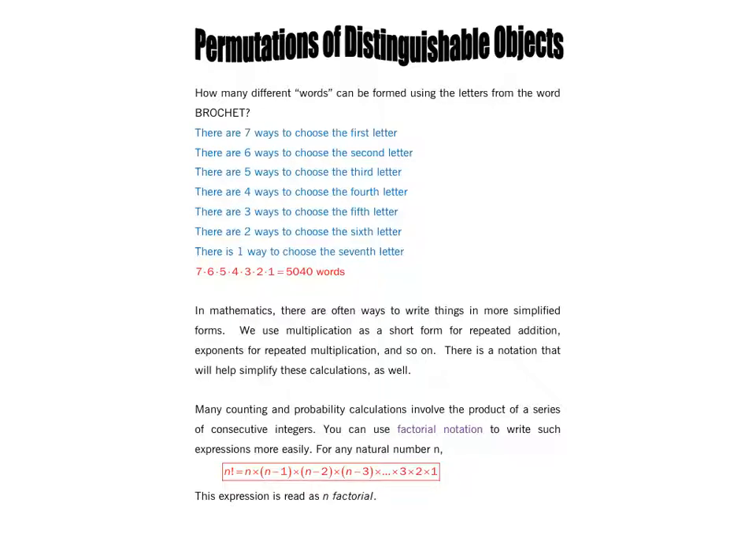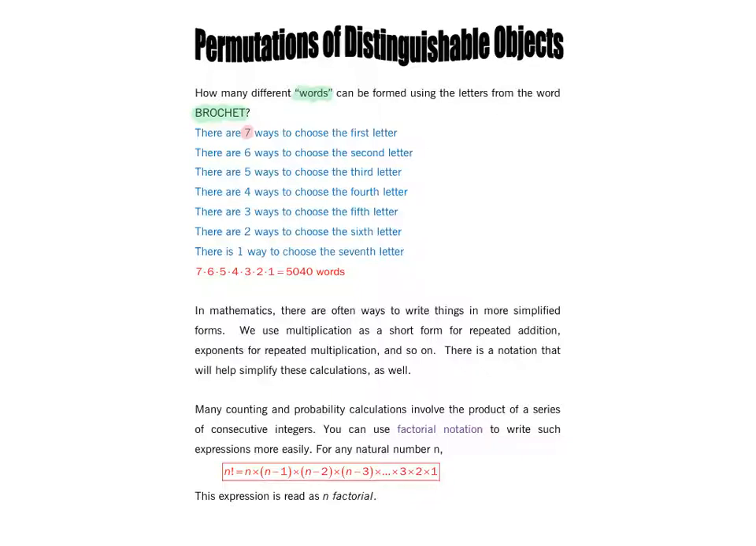How many different words, and we say that with quotations, so we're not really talking about words, we're talking about arrangements of letters, can be formed using the letters from the word brochet. Brochet has 7 letters, so it's important to note that there are 7 ways to choose the very first letter. Once you choose that letter, though, it's chosen, and you can't choose it again.